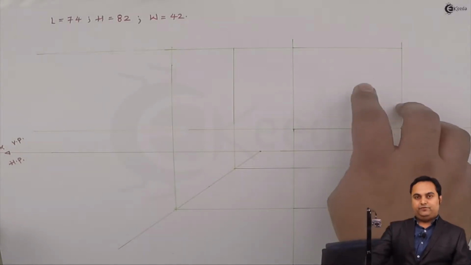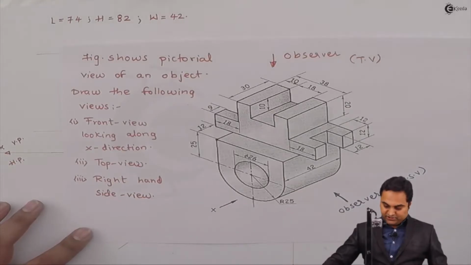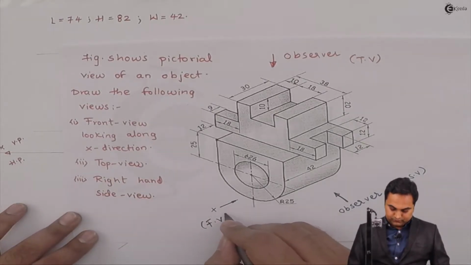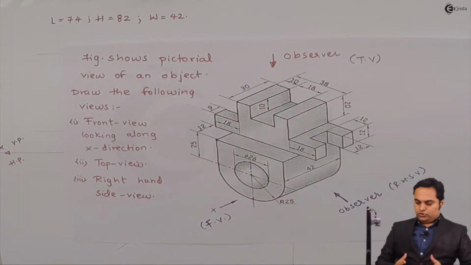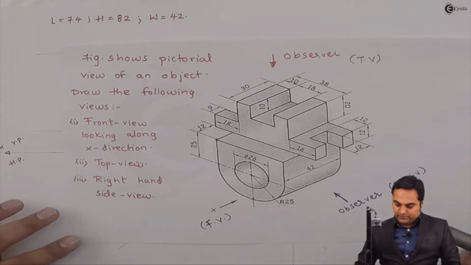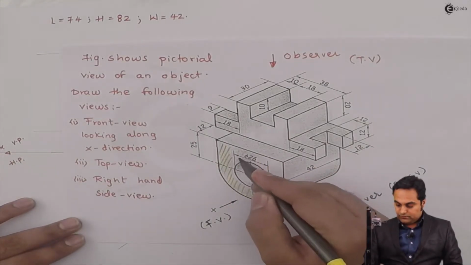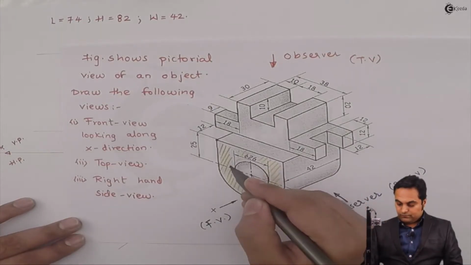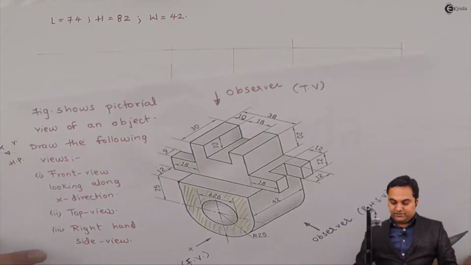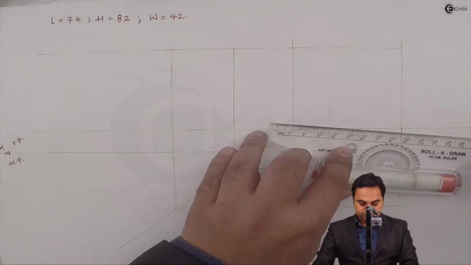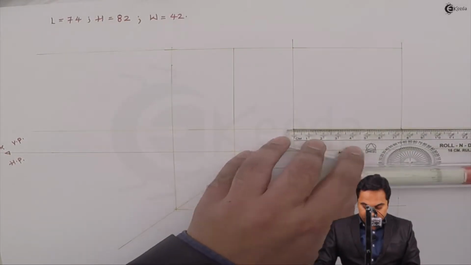Now starting with the front view first. When I'm looking at this object along its direction, then it will be called the front view. And from the front, when I'm looking, this surface is visible to me. Now in order to draw this surface, it is exactly at the center. So I'll take the center. Length is 74, half of that is 37 mm.